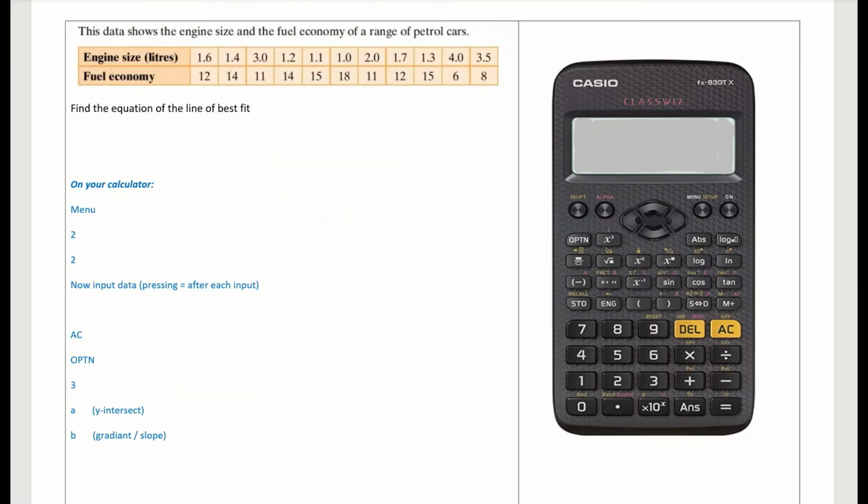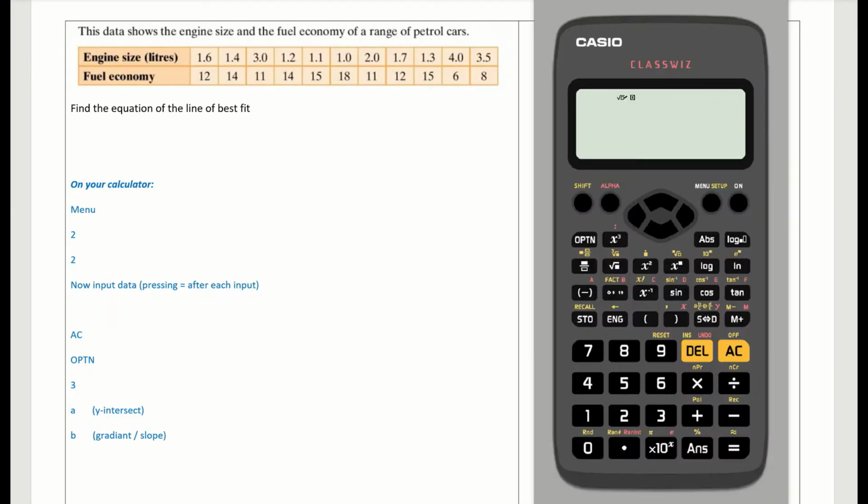So here's a typical example. This data shows the engine sizes and the fuel economy of a range of petrol cars. So you have your engine size and fuel economy. Now you can do this by looking at a scatter graph, but I think using the calculator is a little bit easier and quicker for finding the line of best fit. On the left hand side here, I've just outlined the steps that you're carrying out in your calculator, but let's do this example out step by step.